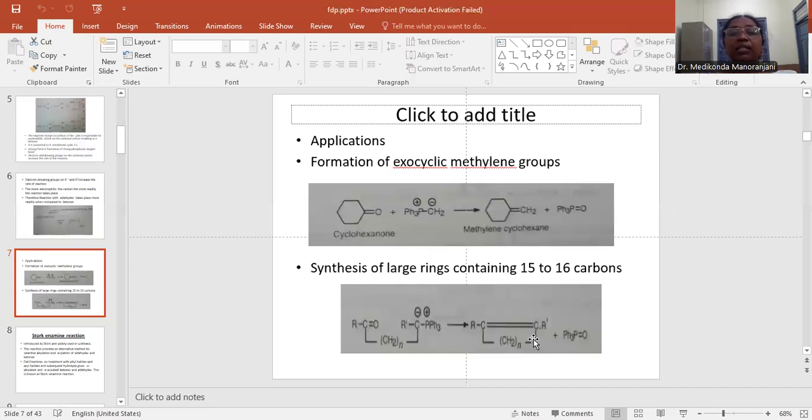This Wittig reaction is used for formation of exocyclic methylene groups and synthesis of large rings containing 15 to 16 carbon atoms. So in the first application, you can see cyclohexanone reacting to form methylene cyclohexane. This double bond is present outside the ring, so it is called an exomethylene group. Synthesis of large rings containing 15 to 16 carbon atoms.